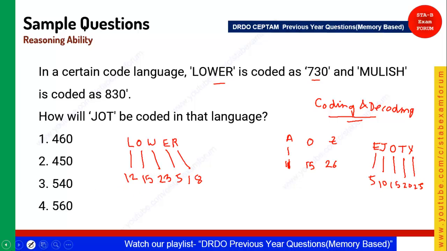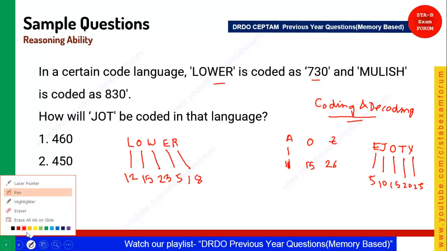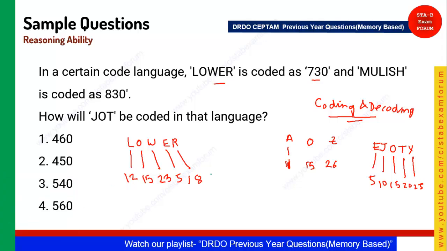So let me change the color. If you add these positional numbers, what do you get? You get 73 as your answer. But they have coded it as 730. So it should be multiplied by 10 to get the number. Okay, 730. Similarly, if you check the other word, it will come as 830.